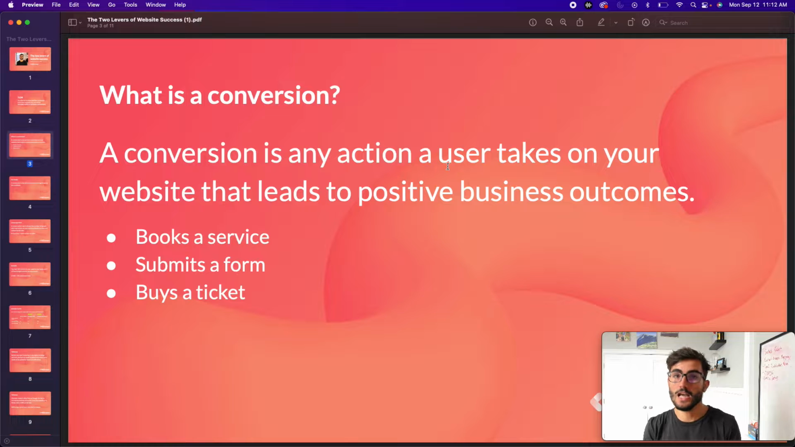That's a conversion. If you're a membership organization, you're hosting a keynote speaker, any user who buys a ticket, that's a conversion because obviously it's ticket sales, it's revenue, it pushes the needle for your business and your organization. So conversion is any action a user takes on your website that leads to positive business outcomes. And based on what you want your outcomes to be, you might choose different conversions.